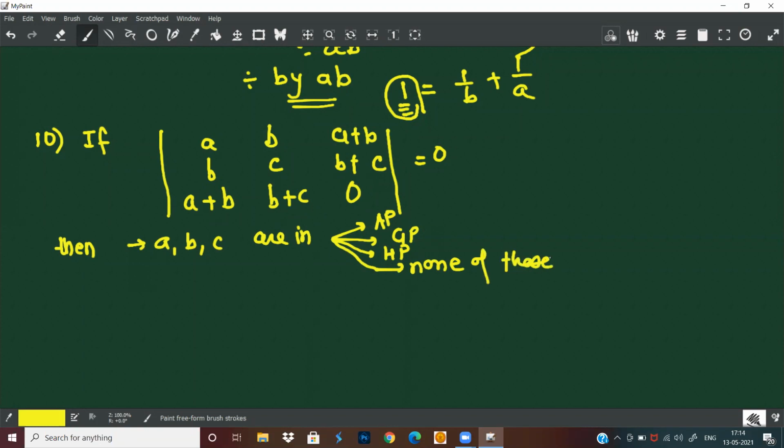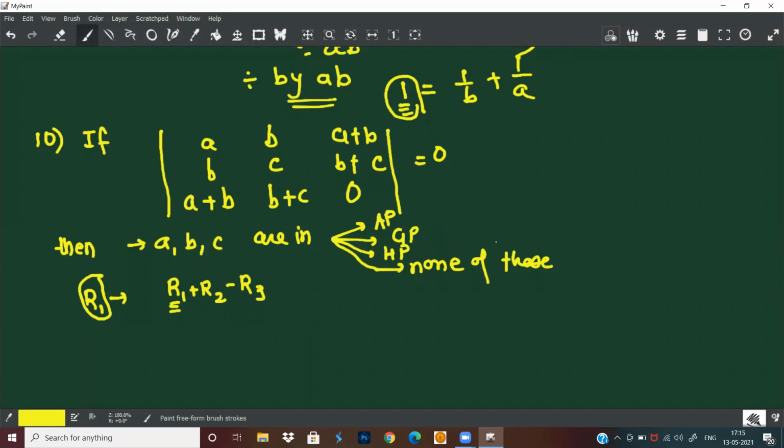Here will the property come. Can you think of any property, or should I show you? Try changing R1 to R1 plus R2 minus R3. So what will happen? We add these two and subtract this, so we will get zero. What you write first is what changes. So R1 is changing to R1 plus R2 minus of R3.